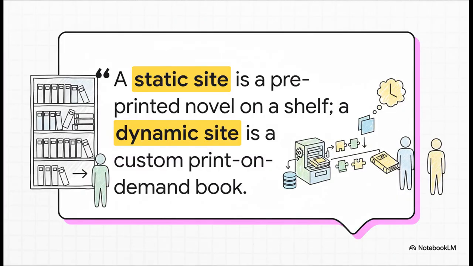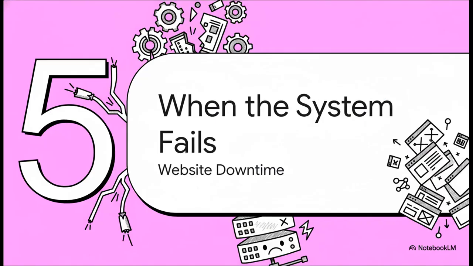You know, how that page gets delivered can be pretty different. A static site is like a pre-printed book on a shelf, ready to be handed to anyone who asks instantly. But a dynamic site? That's more like a custom print-on-demand book. When you request it, the server has to assemble the layout, pull content from a database, and piece it all together just for you, every single time. This whole process is an incredible feat of engineering, but it is not foolproof. So, what happens when one of these delicate steps breaks?